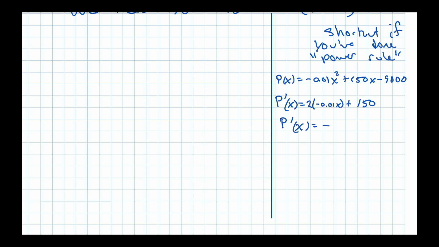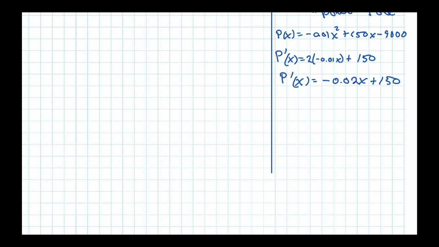P prime of x is negative 0.02x plus 150. And then to calculate this at 1500, we need p prime of 1500. That means put in the 1500. So p prime of 1500 is negative 0.02 parentheses 1500 plus 150. And so you punch that into a calculator, 1500 times negative 0.02 plus 150, and it comes out to be 120.